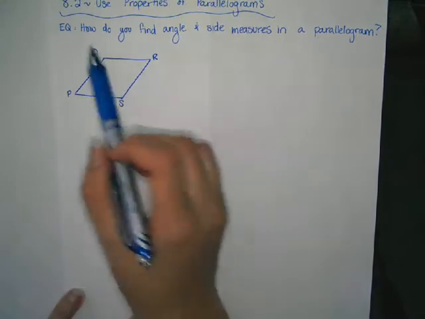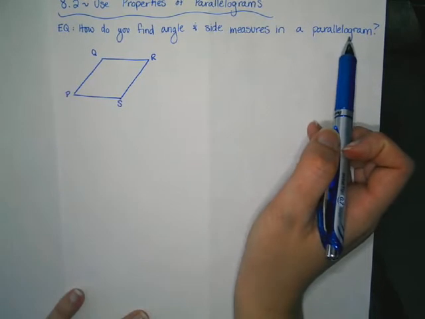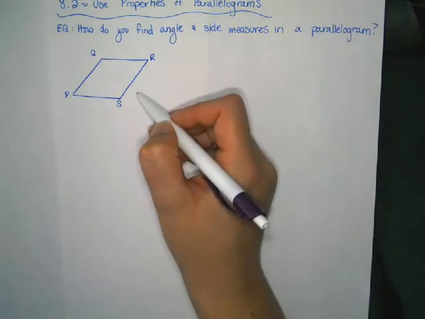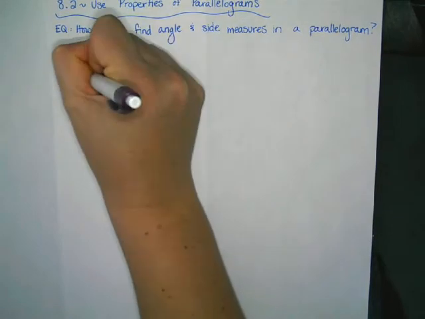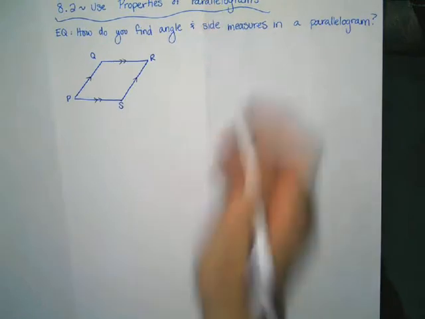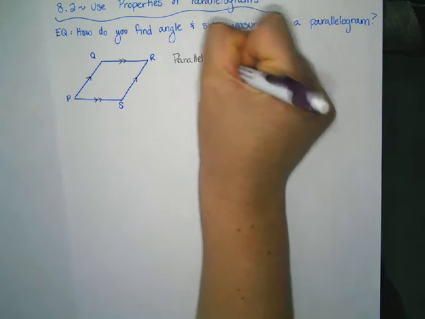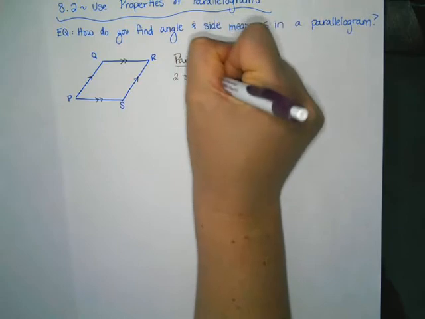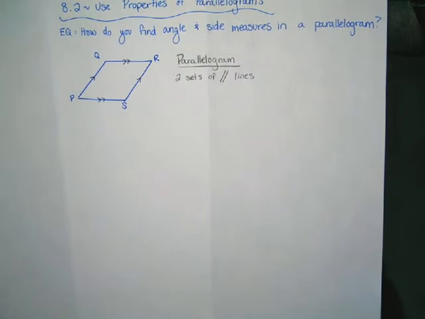So the essential question is, how do you find angle and side measures in a polygon? If you need to pause the video at any time, just ask the sub politely to pause the video. I know I already have this diagram done, so here are things you need to know about a parallelogram. It has two pairs of parallel lines, so parallelogram. Everything you need to know about it: two sets of parallel lines.